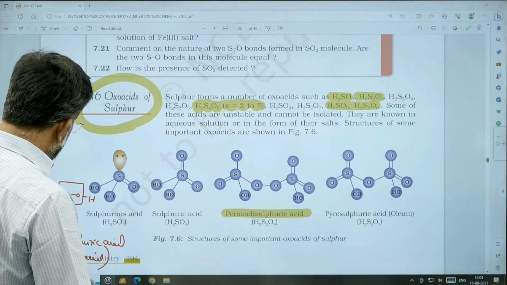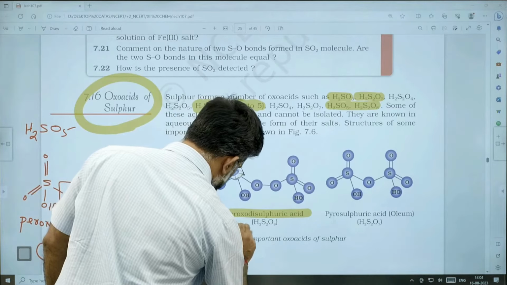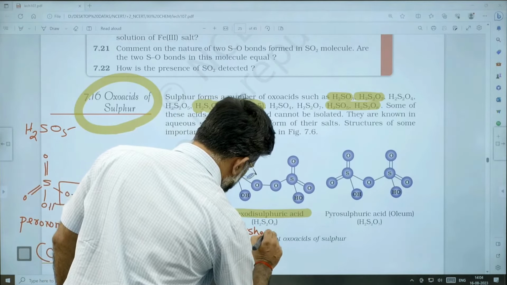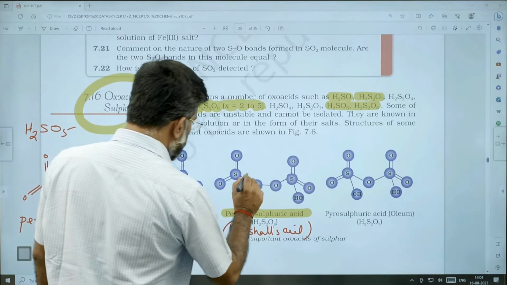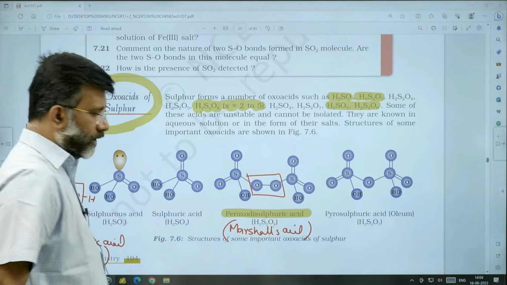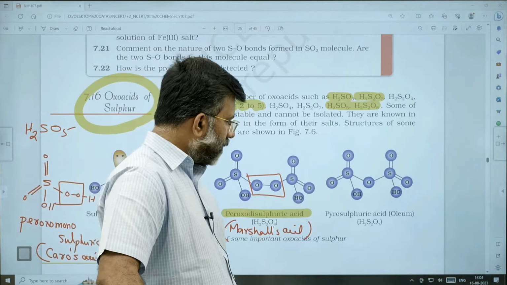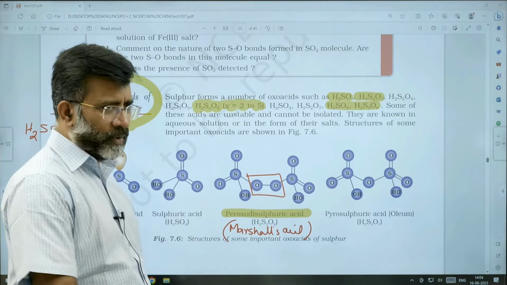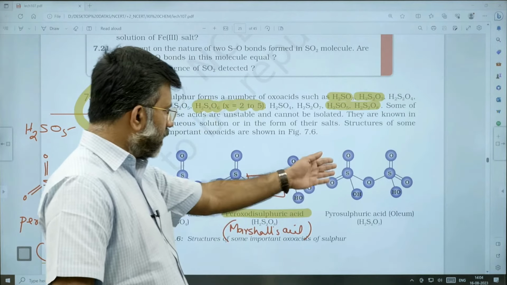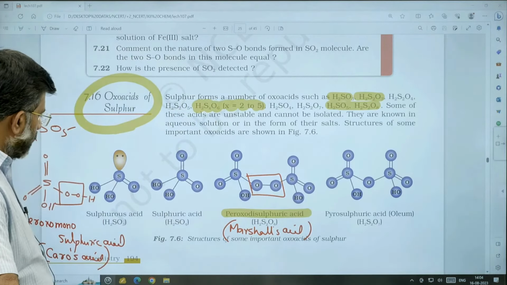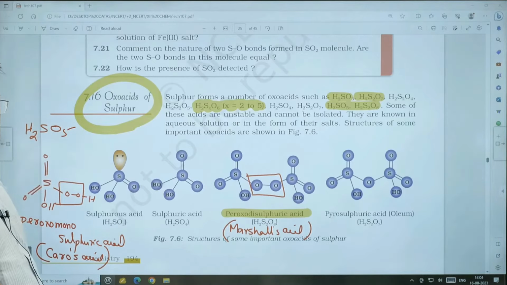When two such molecules condense, you get this. This is peroxodisulfuric acid, popularly called Marshall's acid. There also you can find a peroxy linkage. And this is pyrosulfuric acid, oleum. Oleum mixed with water gives you sulfuric acid. This is sulfuric acid, and this is sulfurous acid, which contains a lone pair.